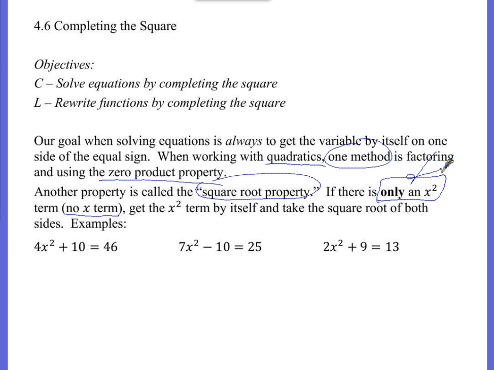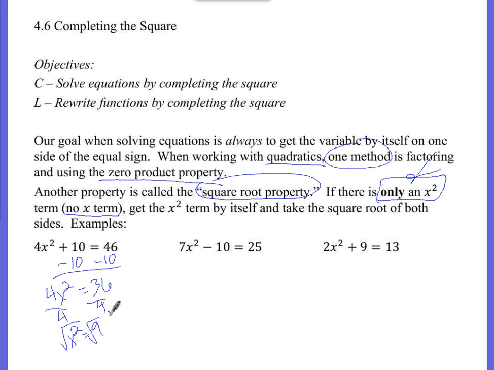In that first one, we have 4x squared plus 10 equals 46. There is no x term. So we can use the square root property. So to get x squared by itself, what do I need to do first? No, we do not divide first. We subtract 10 first. Get the x squared term by itself. So we subtract 10 from both sides, and now we have 4x squared equals 36. Now divide both sides by 4, and we get x squared equals 9. Well, if x squared equals 9, then we square root both sides to get x by itself.